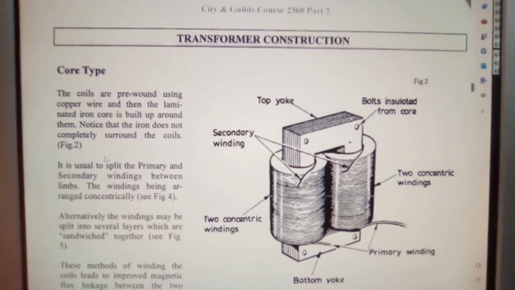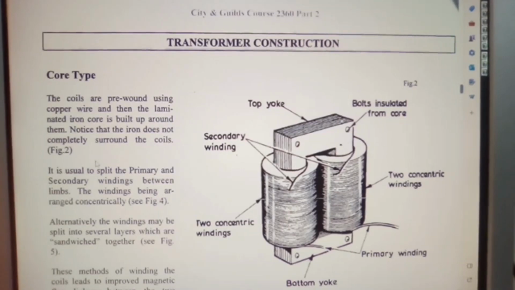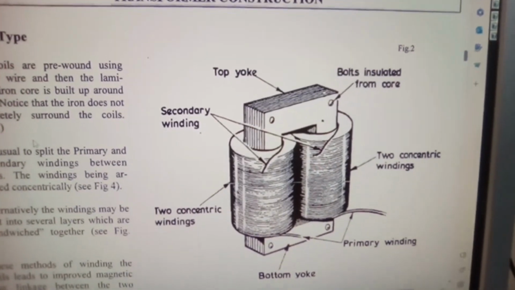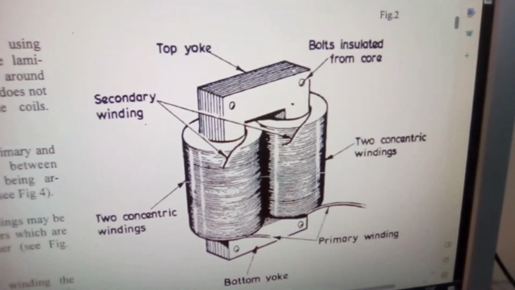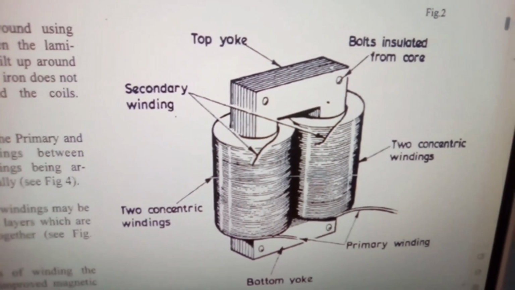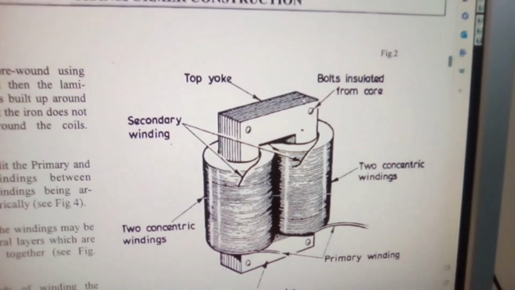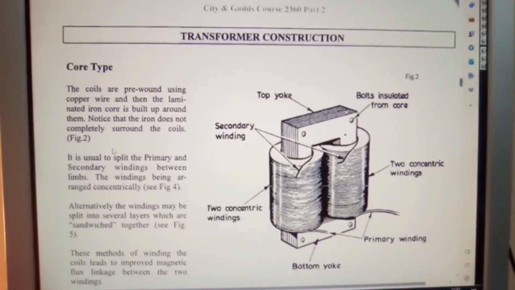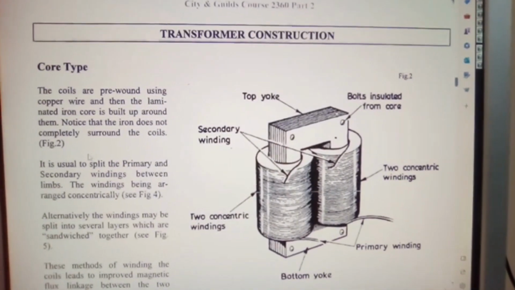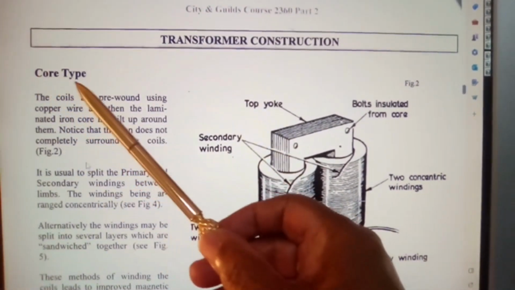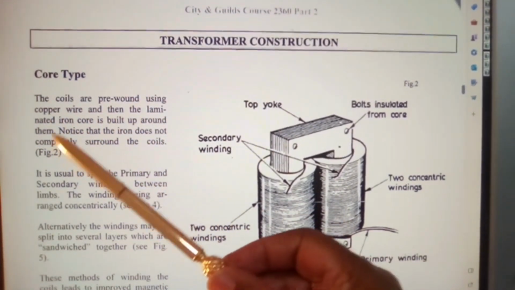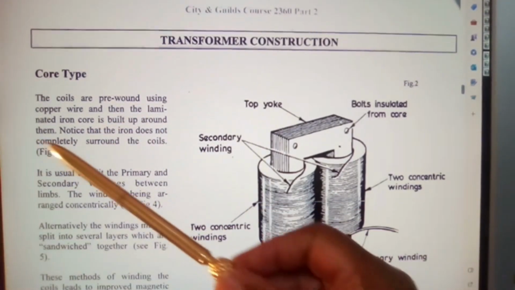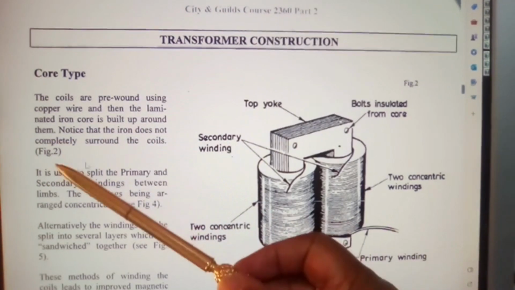And here we have transformer construction. Now let me just go into here, so you can see the construction for yourself. Core type: the coils are pre-wound using copper wire, and then the laminated iron core is built up around them. Notice that the iron does not completely surround the coils.